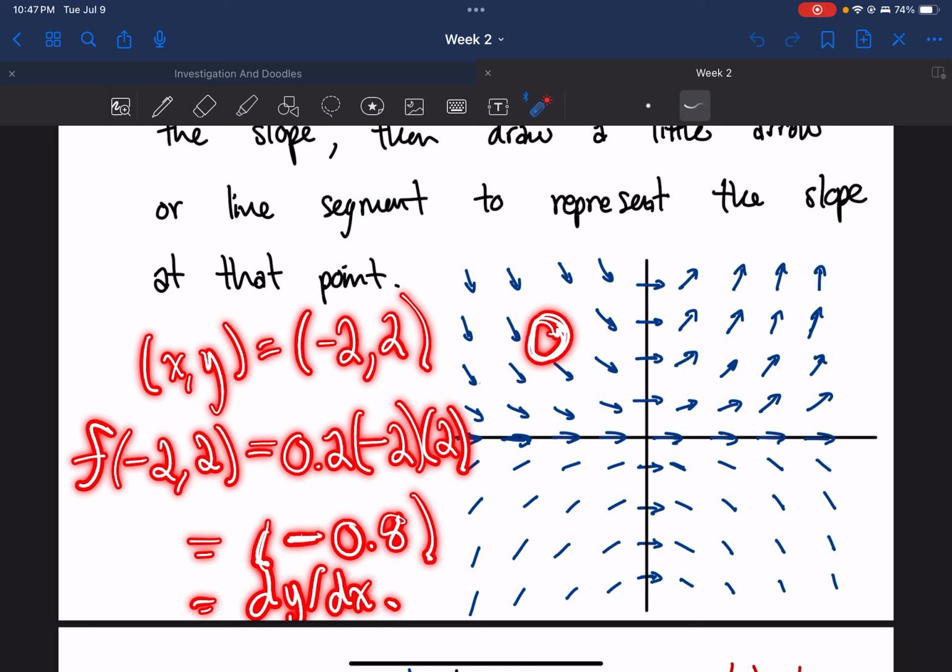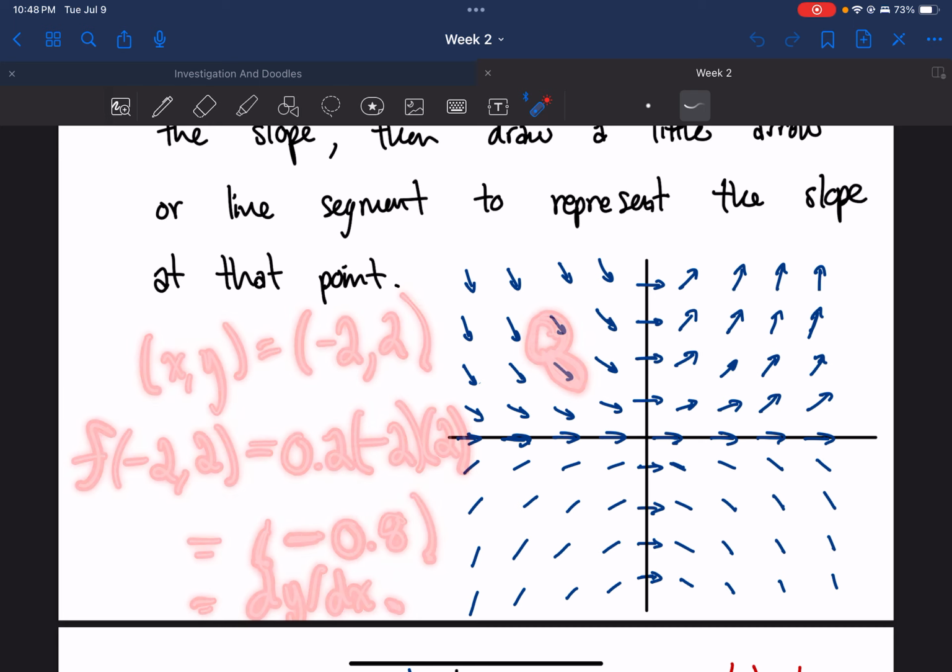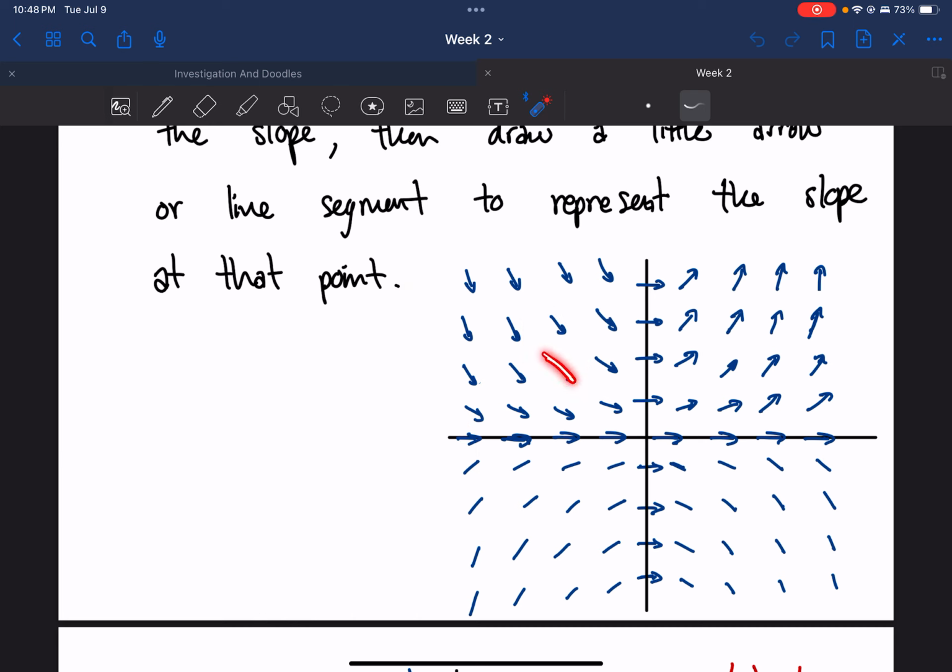So we go to the point -2 comma 2, and we draw a little line segment or a little arrow that has slope -0.8. And if we look, that looks about like this guy here. It's close to a -1 slope. It's not exactly a -1 slope, but it's pretty close.